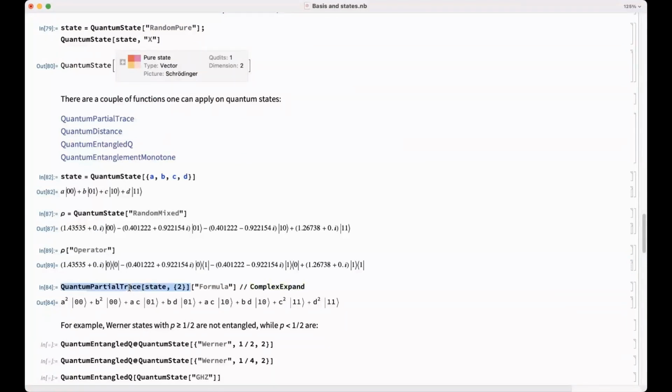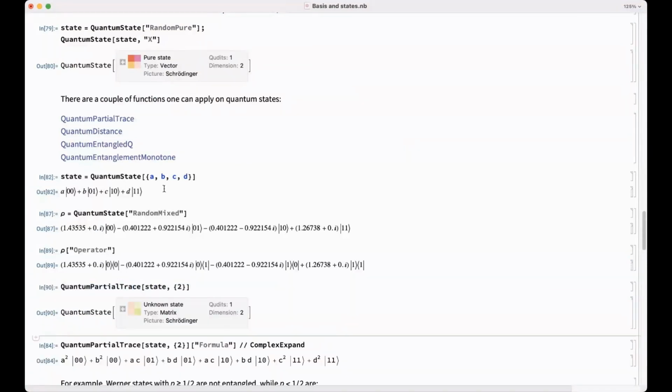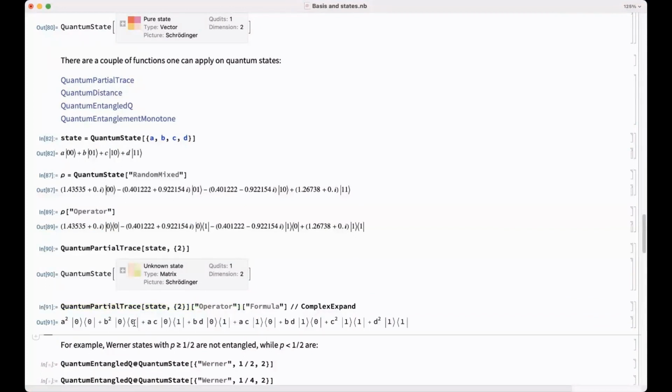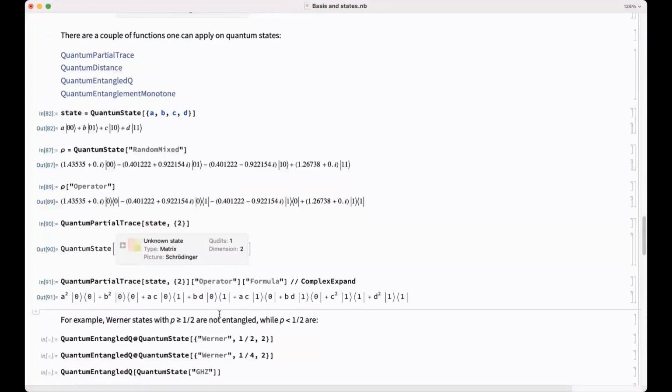And that's why when you trace out one of the qubits of your pure state, you get a mixed one, which is a matrix, and that's why it shows up like this. And if you actually show it in operator form, maybe you can group some of the things, right? Now it's a more familiar form of a matrix state that you get after tracing out one of the qubits.